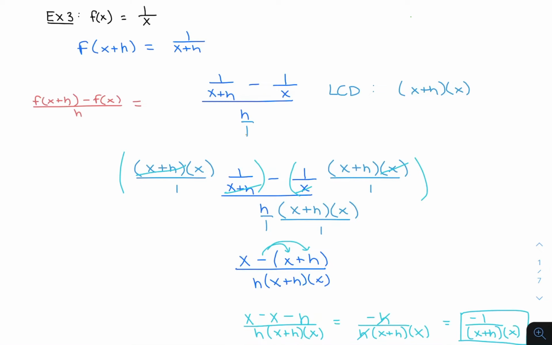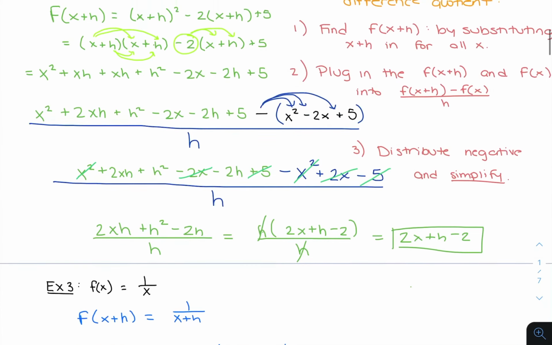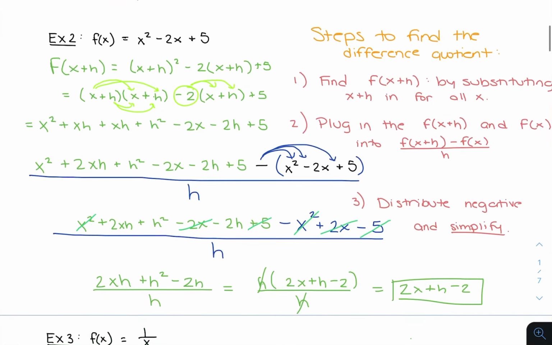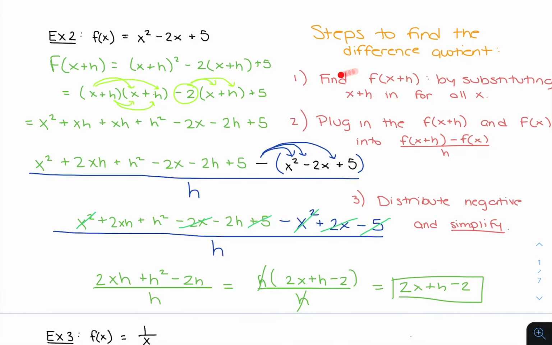These kinds of problems may be tedious, but they all follow the same procedure. You first have to find f of x plus h, and then plug f of x plus h and f of x into the difference quotient, and then just simplify as much as you can until you cannot simplify any further. I hope that helped.